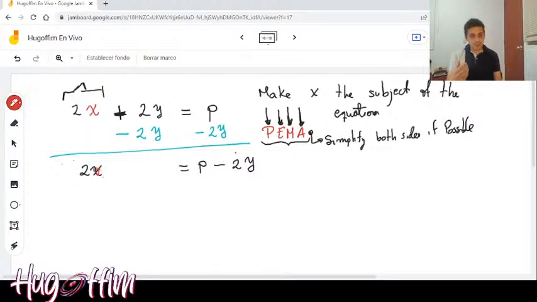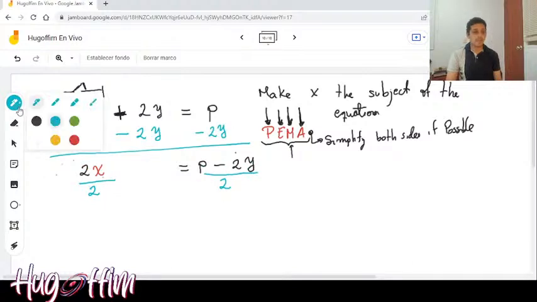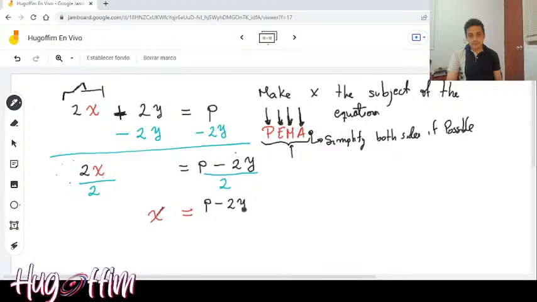Let me put my subject in red again. Now I'm going to identify multiplication. What is the term that is multiplying my subject? In this case, it is 2. So I'm going to divide all my terms by 2. If I divide on one side, I should divide on the other side. 2 divided by 2 is 1. So I get x, my subject, equals p minus 2y over 2. And now I have my subject.